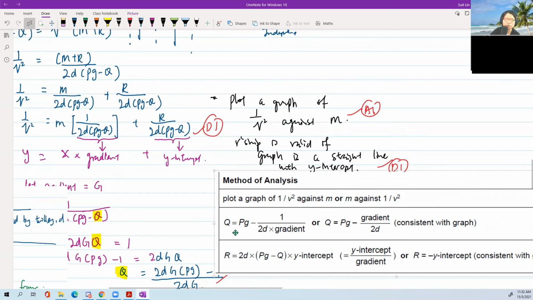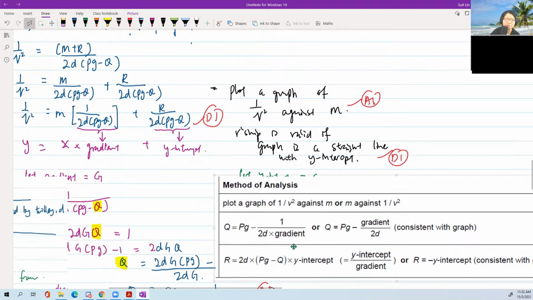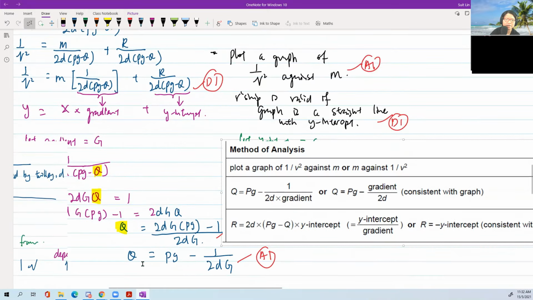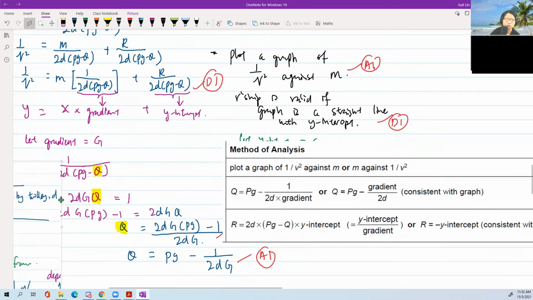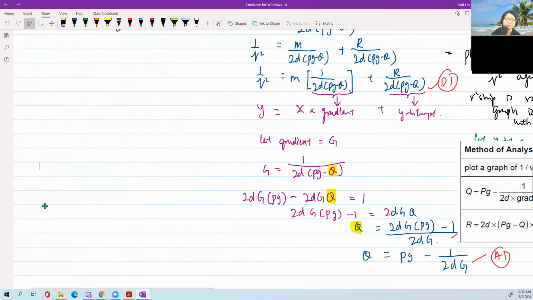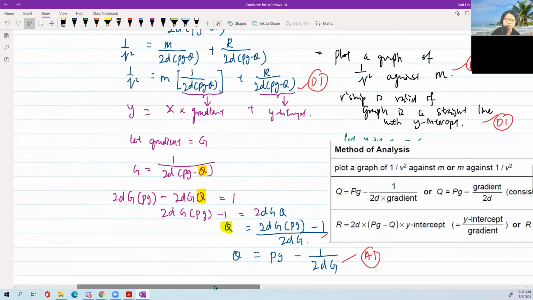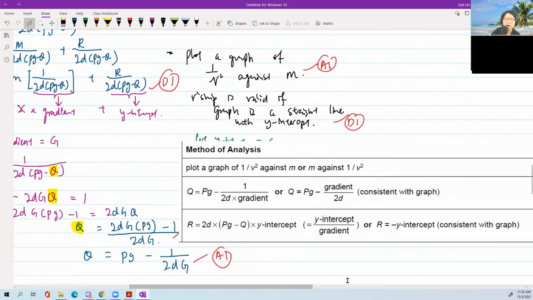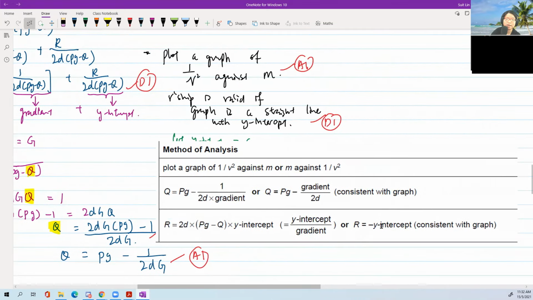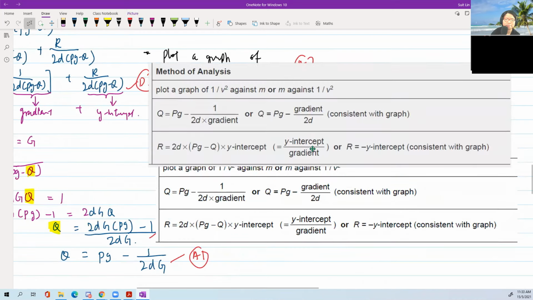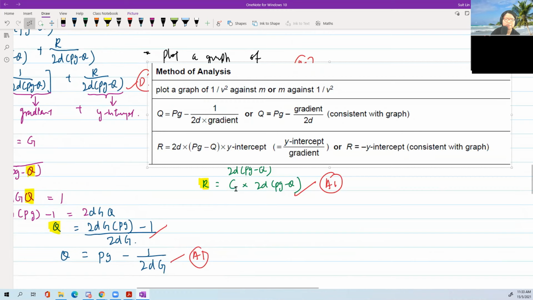All right. So Q is PG minus 2D times gradient. I let gradient be G. Okay, and then let me move this here a bit. And then your R is the y-intercept: R is 2D times PG minus Q times the y-intercept. There, R is y-intercept times 2D. Okay, done.